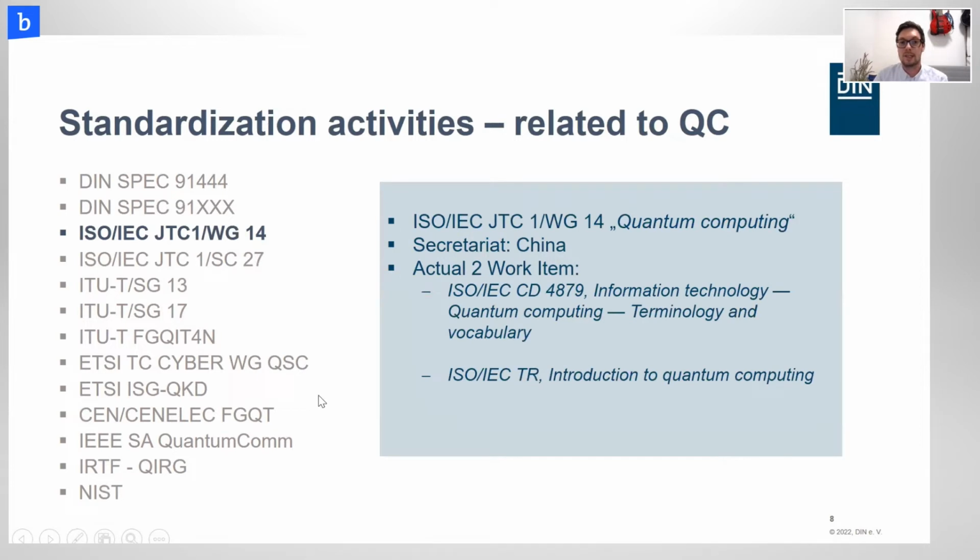Then we have at the international ISO IEC level, the working group 14, quantum computing, which is led by China. They actually have 2 work items in their work program. For example, the first one is a standard on terminology and vocabulary, and a very new standard, without a number yet, which describes an introduction to quantum computing.